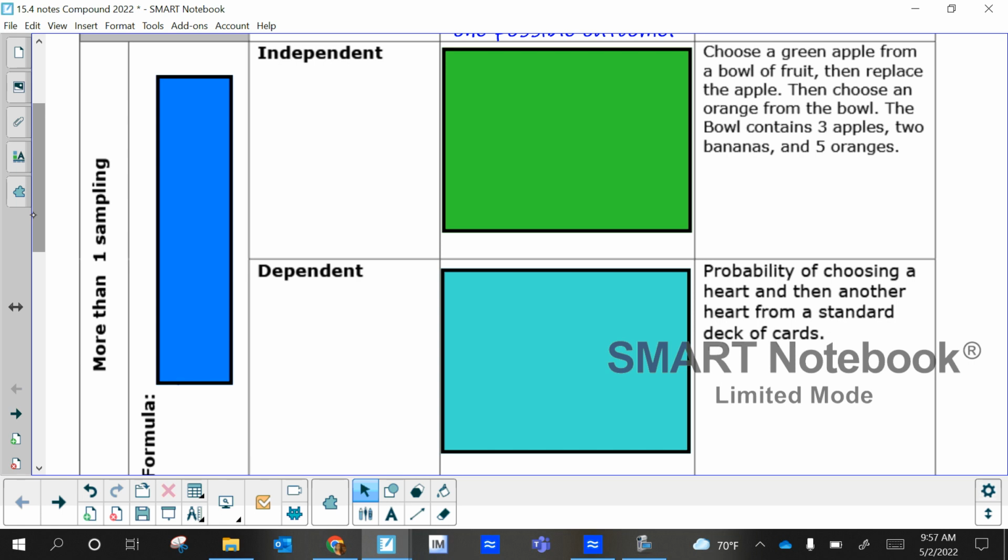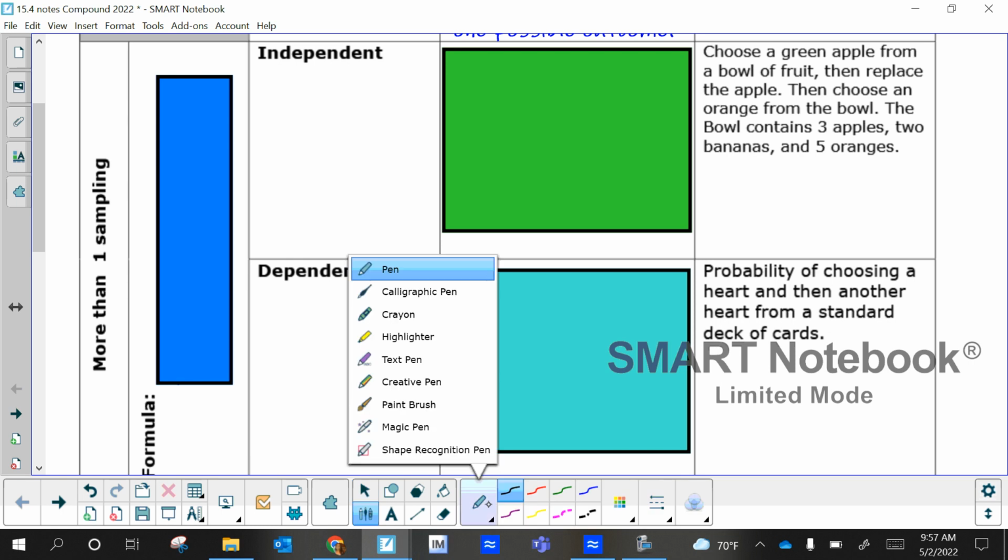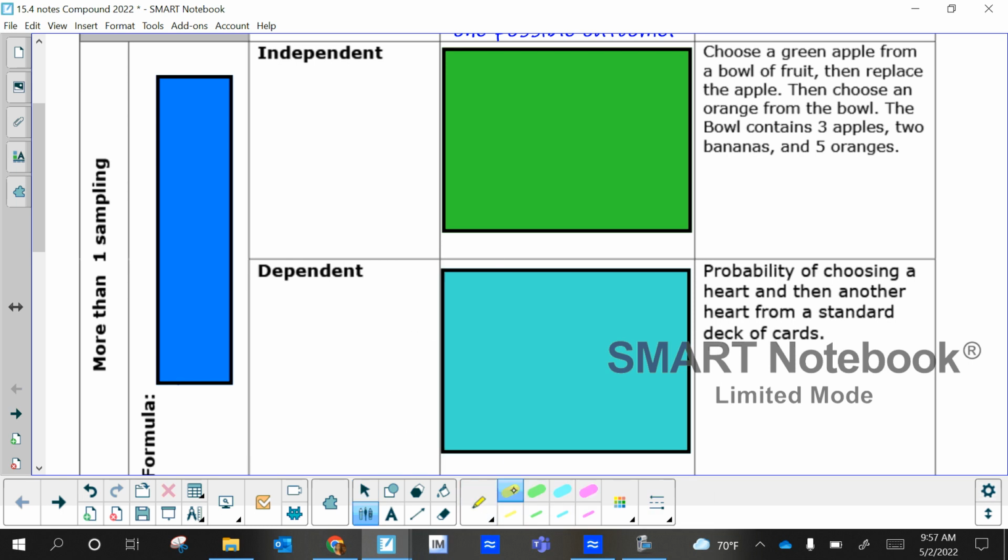And that's associated to one formula. The main thing about this independent and dependent event is that there is more than one sampling right here. So I'm highlighting this. I would circle that with your pencil or get a highlighter. So there's more than one sampling, and you'll see what I mean when I explain this.